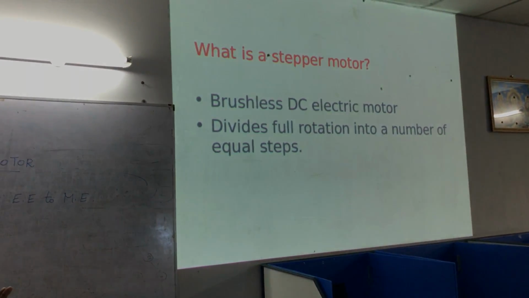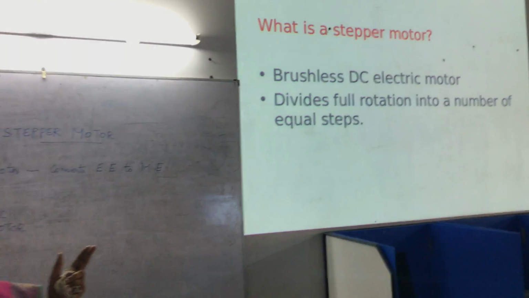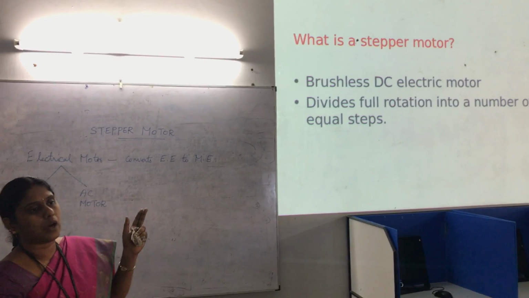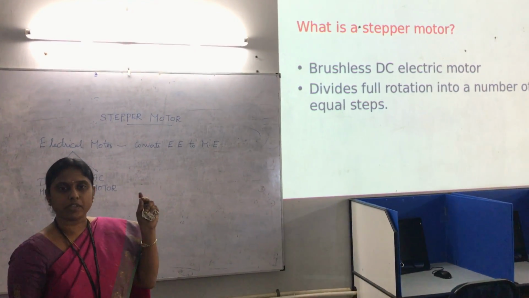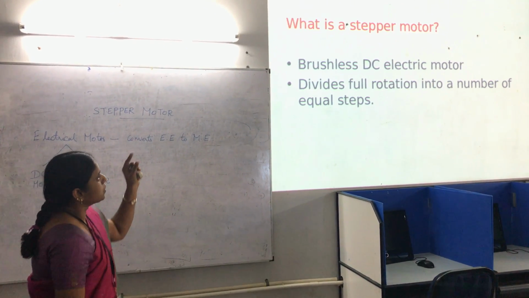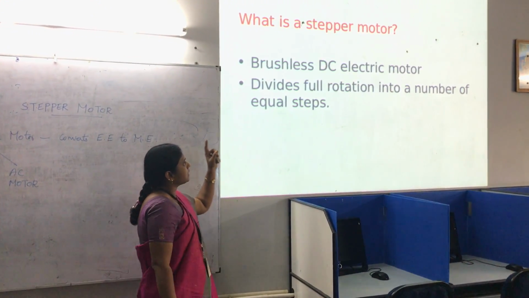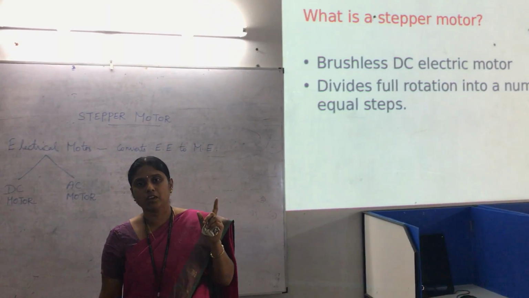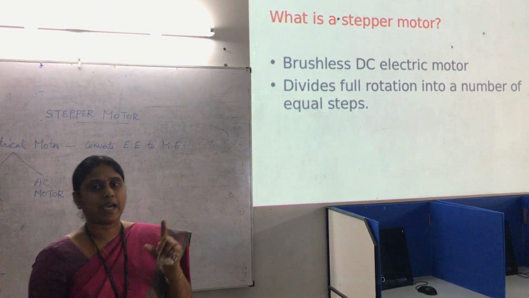Then we'll see what a stepper motor is. A stepper motor is a special type of electrical motor which makes use of the input DC, but the output will be in the form of mechanical rotation, which is a step output. The stepper motor is a brushless DC electric motor which converts the full rotation into angular movement.